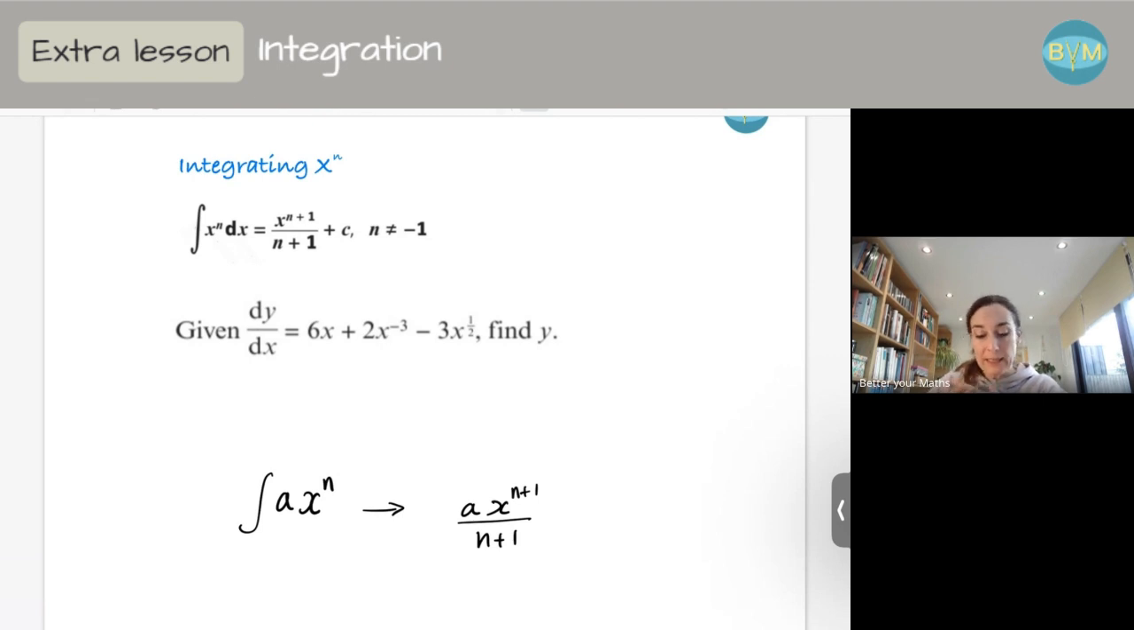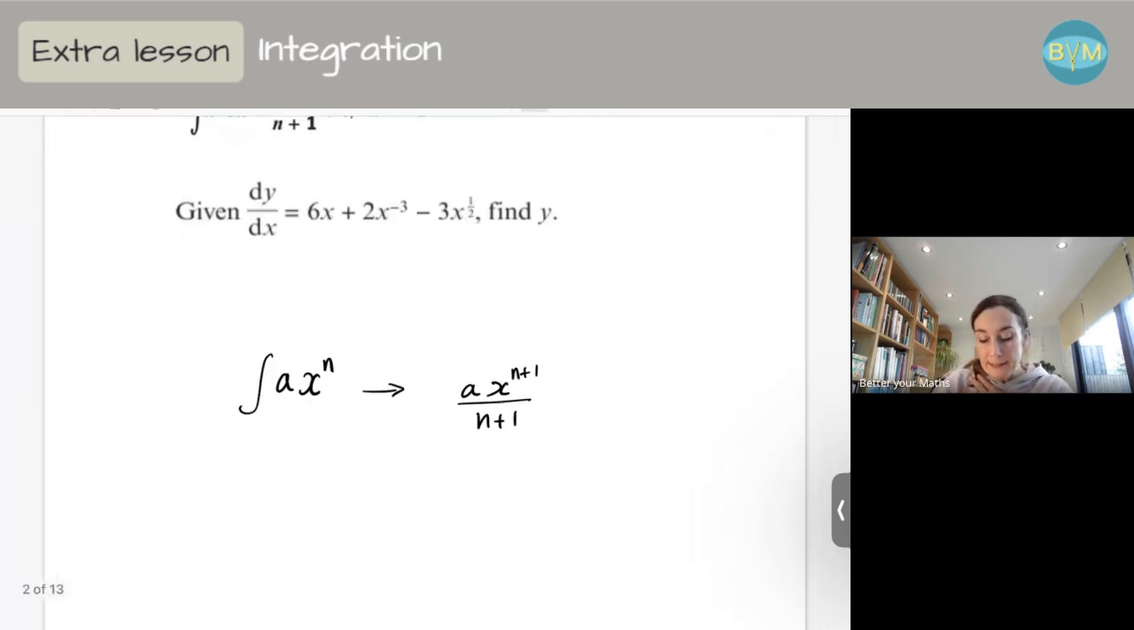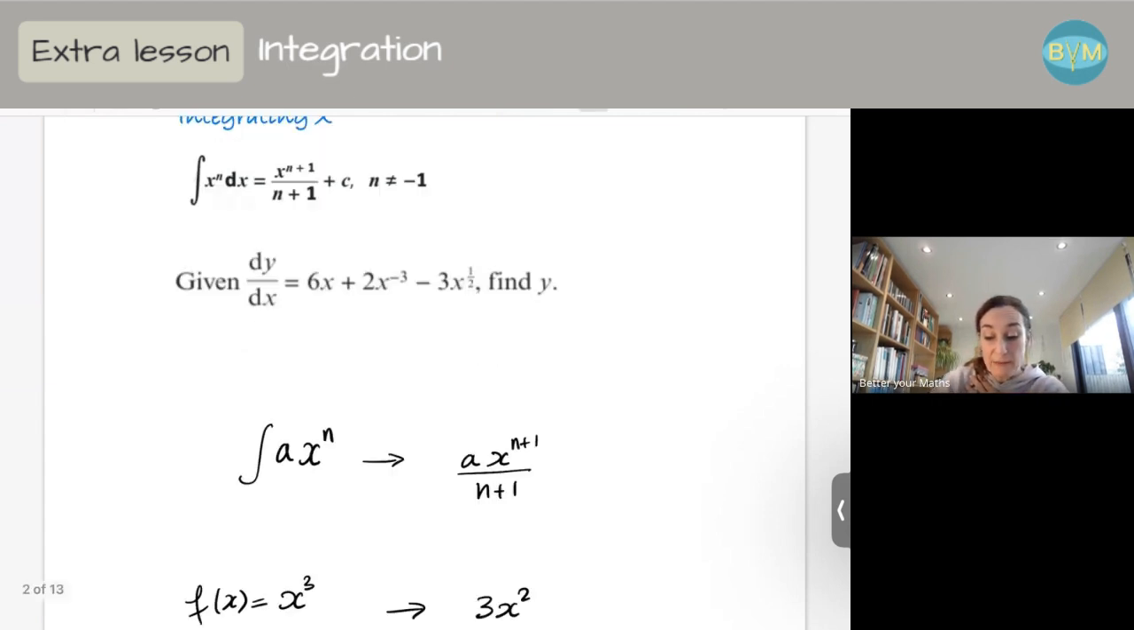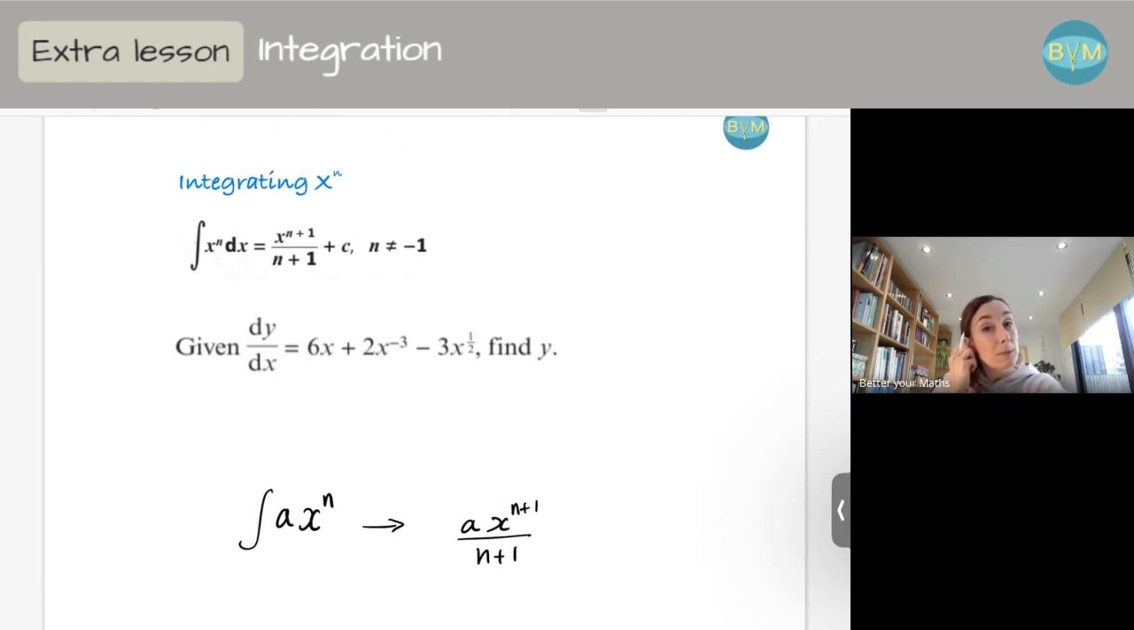And every time you integrate, you're going to add a constant of integration. Because when we differentiate something, imagine x cubed. If my function is x cubed and I differentiate, I have 3x squared. But if my function is x cubed plus 2, when I differentiate, I still have 3x squared. So there are infinite functions that have the same derivative. That's why we always have to add this constant, and on some occasions we will be able to find it. But that's the idea.